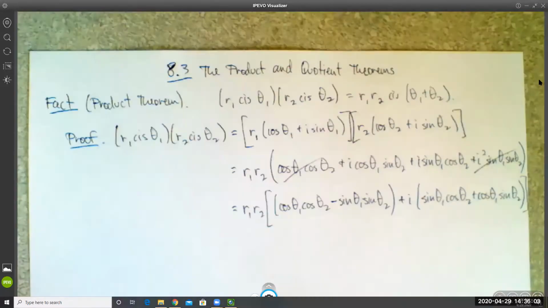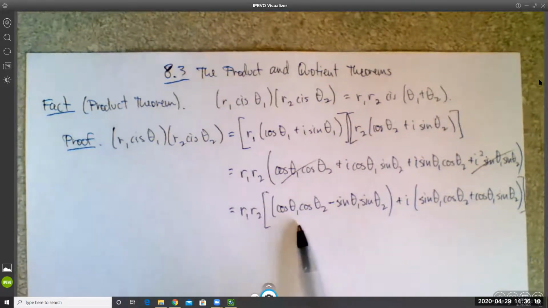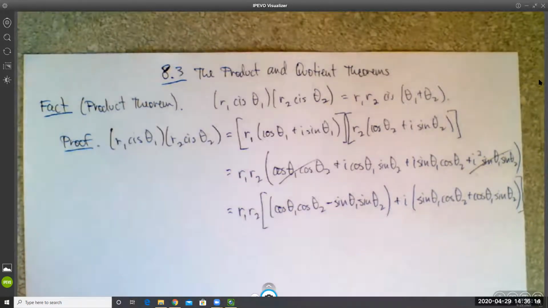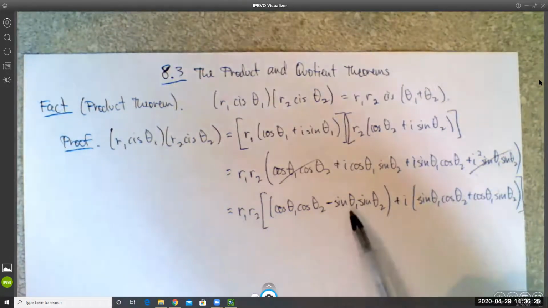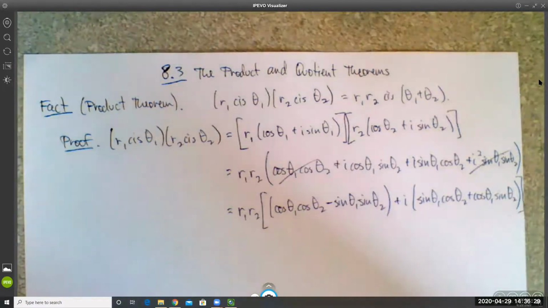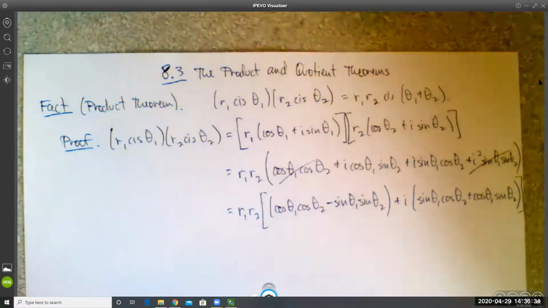And you may recognize why I wanted to do that. If you didn't recognize why I wanted to do that, let me give you a little hint, right? This has to do with the various sum formulas and difference formulas that we talked about for sine and cosine back when we were looking at trig identities, right? So cosine alpha cosine beta minus sine alpha sine beta, that was the same thing as cosine of alpha plus beta, right? In this case, alpha is theta 1 and beta is theta 2.